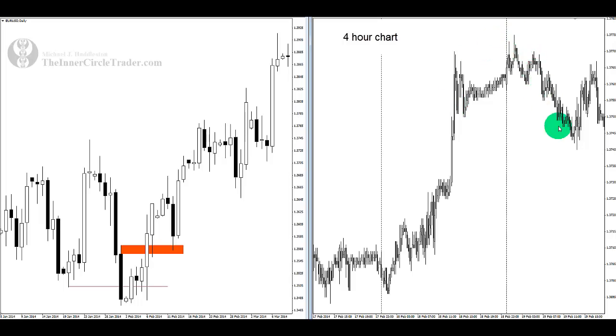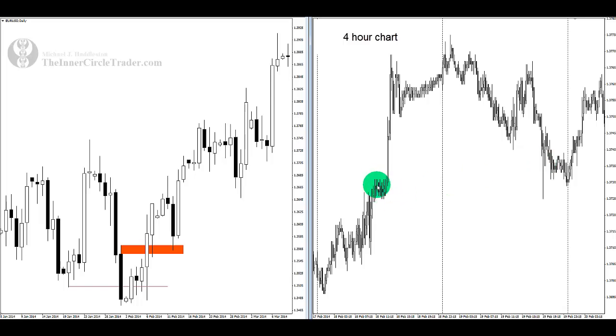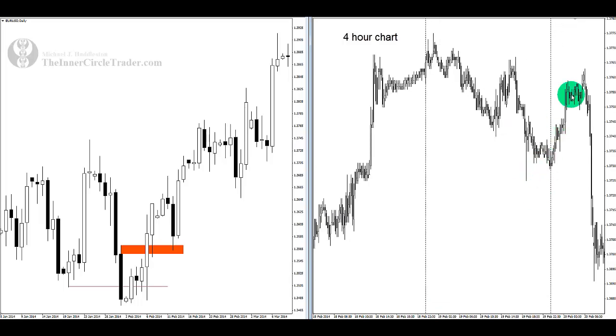Price drips down into an old area of institutional order flow. The big rally up, they were buying here. So when we went back down to it again, boom, it rallies again. This is a London close trend continuation. It runs up into an old order block, retracement, blows down into this order block. Everything we noted on our time frame, we're seeing it here.